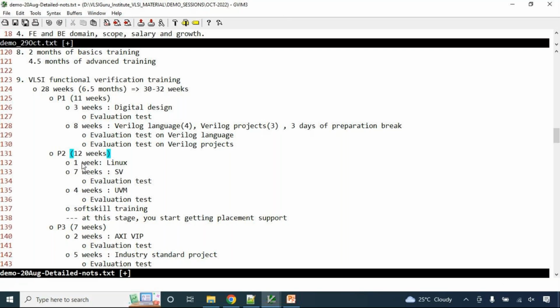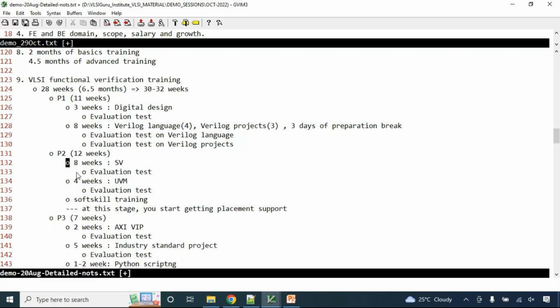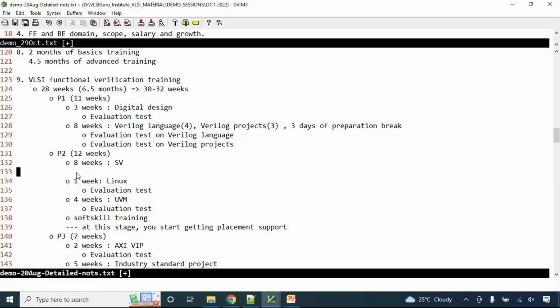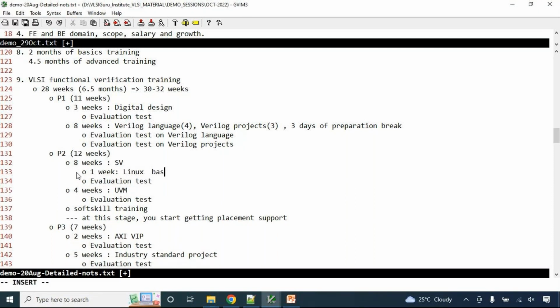Phase 2 goes for 12 weeks. For a few days we'll teach Linux. Then we'll teach SystemVerilog. It actually goes for 8 weeks. Even though it's 7 weeks, it does go for 8 weeks, as this 1 week gets adjusted into it. It's complete SV language, only SV language training.